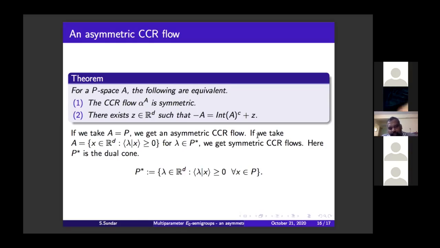If I take a half space, like the set of all X in R^d such that lambda X is greater than or equal to 0, for lambda in P star, we get symmetric CCR flows. So in the multiparameter case, you get both symmetric and asymmetric CAR flows. As far as CAR flows are concerned, the CAR flow associated to A equals P is also asymmetric, but it is not clear whether the opposite of a CAR flow is a CAR flow.